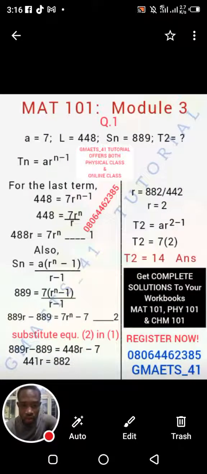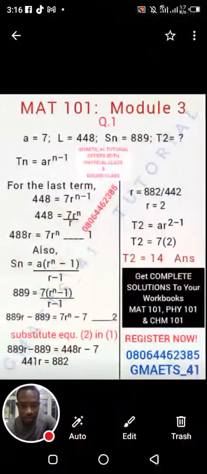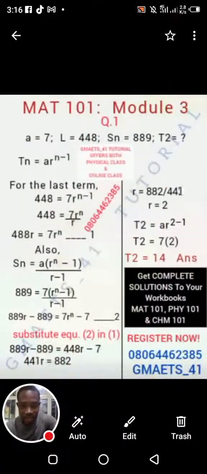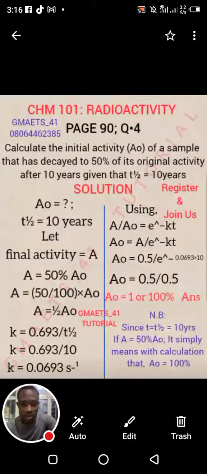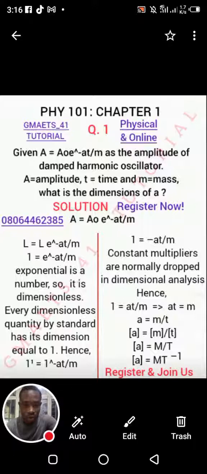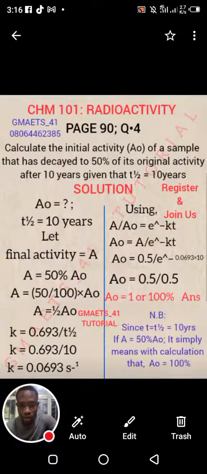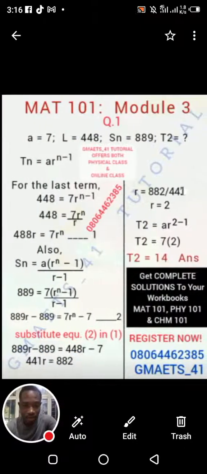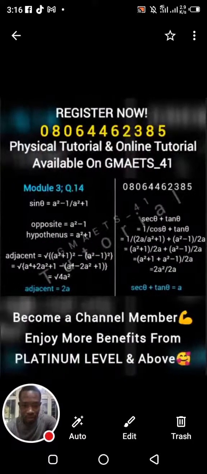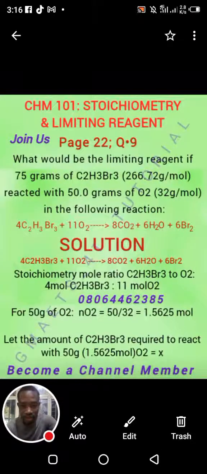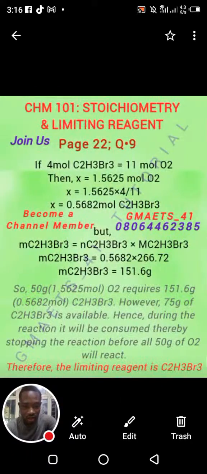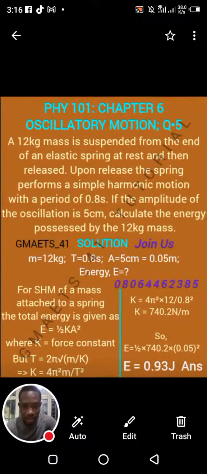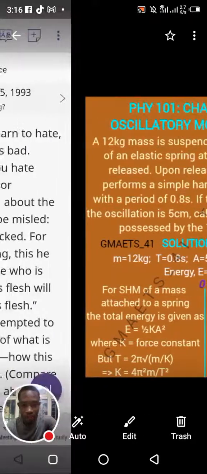Then here we go. The next one, okay, I think that's it. And those are the 6 questions. You can still go through them: Phys 101, Chapter 1, Question 1. Chem 101 on radioactivity, page 90, Question 4. Then back again, Math 101, Module 3, Question 1. Then Math 101, Module 3, Question 14. Then I've got Chem 101 again, page 22, Question 9, solution. It's extended to this part. And then Physics 101, Chapter 6, Question 5 on oscillatory motion.